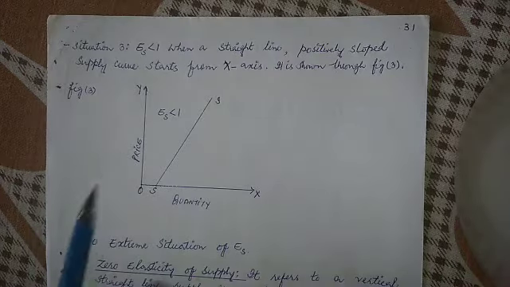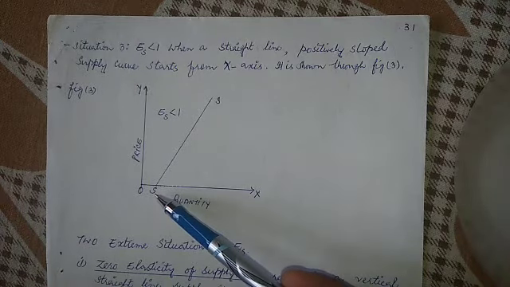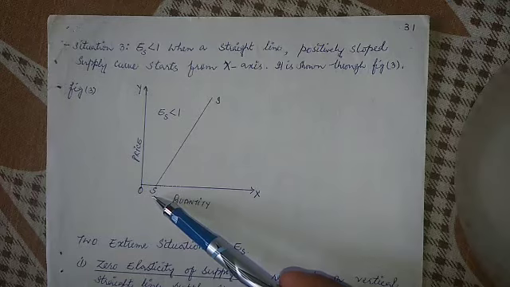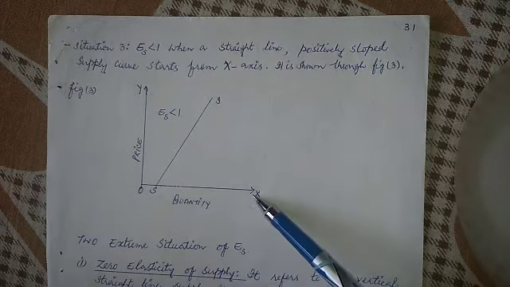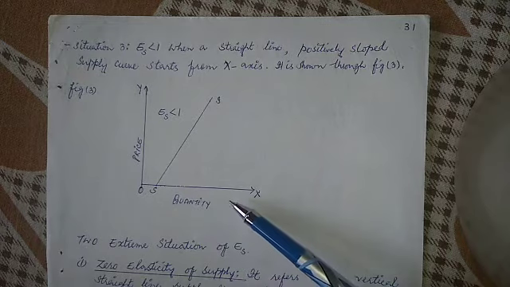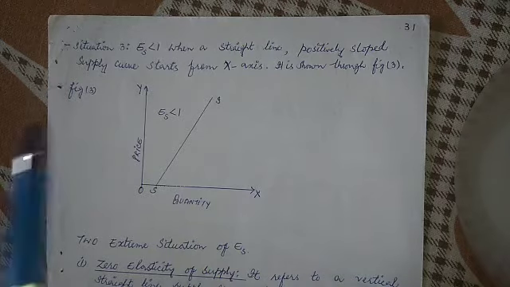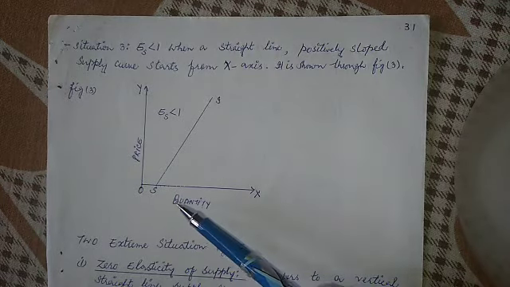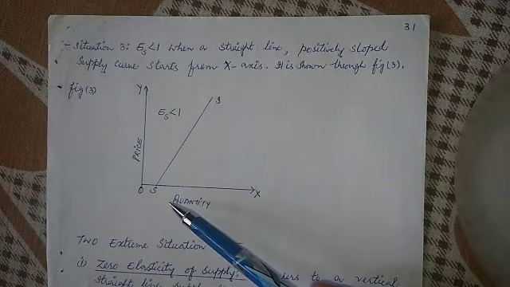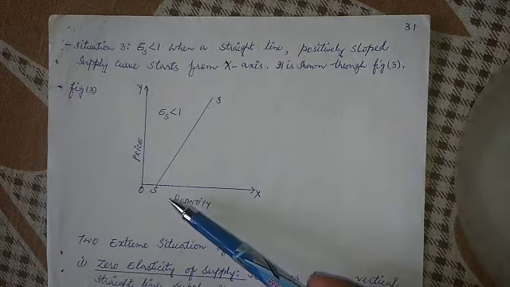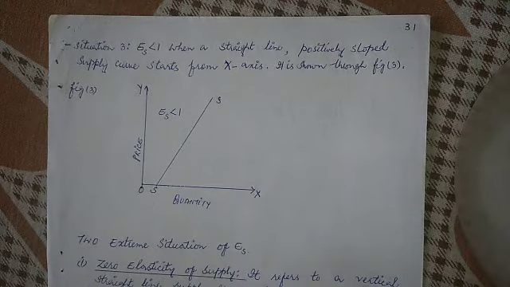Now the third situation shows when a straight line positively sloped supply curve starts from x-axis, we can say the elasticity of supply is less than 1. So we can say a straight line upward sloping supply curve shooting from x-axis always shows that elasticity of supply is less than 1 irrespective of the angle it makes. So these are the three possible situations of elasticity of supply.